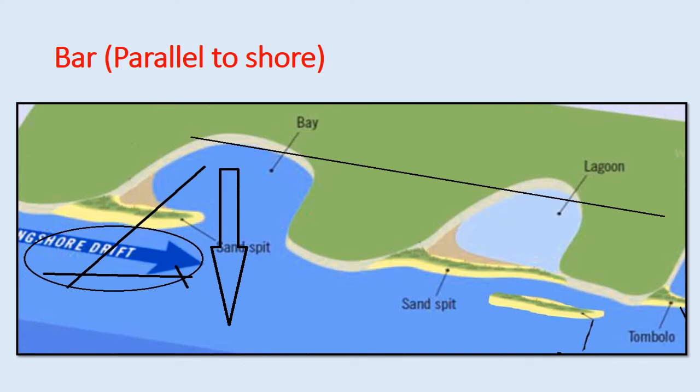A small deposition of littoral material, a small deposition of sand that is very loose and unconsolidated material, is deposited along the shoreline. This is also parallel to the shore. This is known as a bar. This is also an example of a comparatively large bar parallel to the shoreline. This is the shoreline, and this is known as a bar. A bar is basically parallel to the shore.